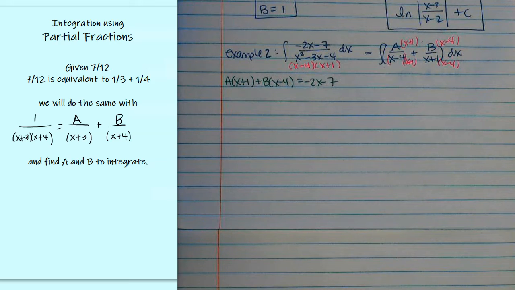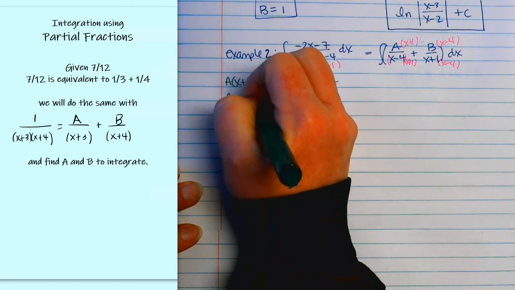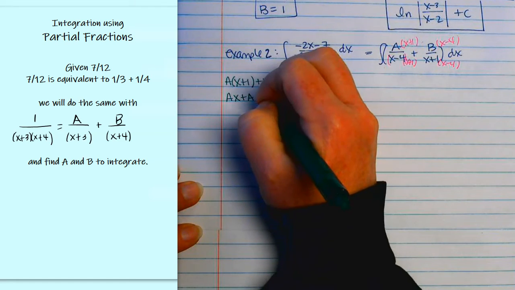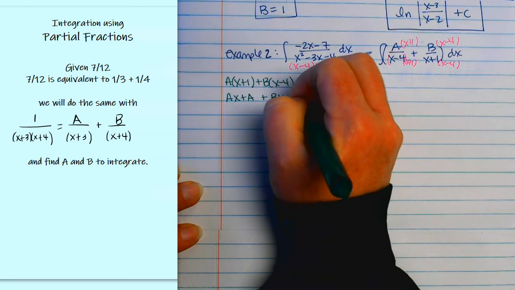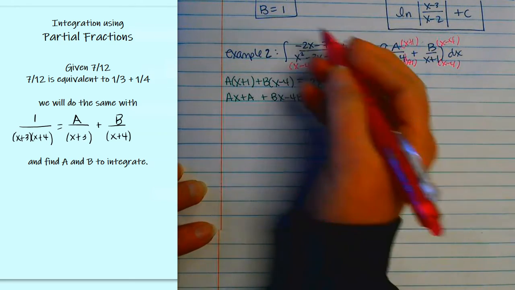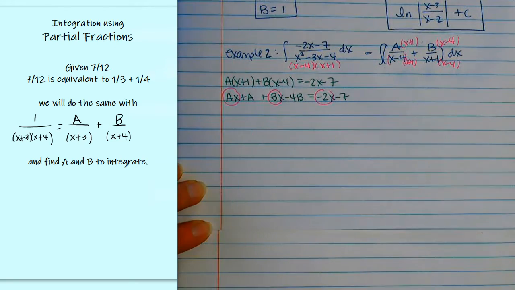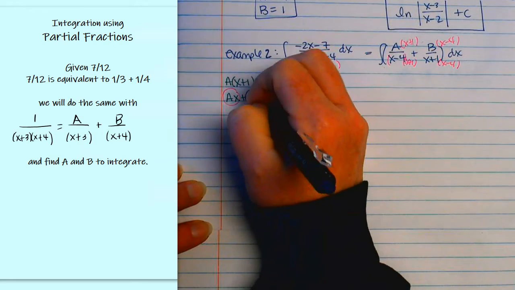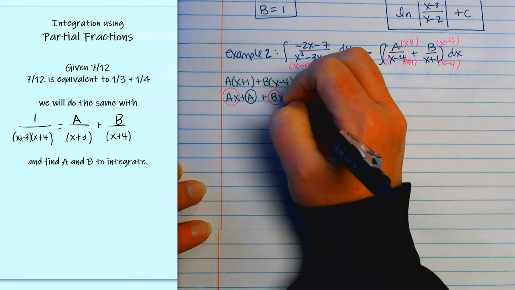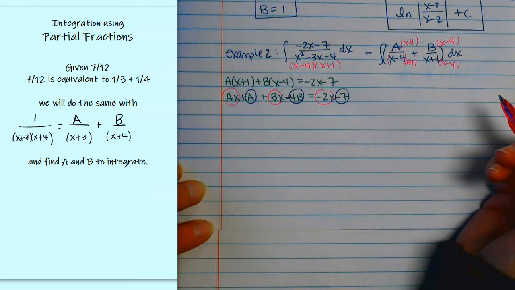There are multiple ways to approach doing this. I like to set it up like a system of equations. I like to see, okay, ax plus a, that's the distributed, plus bx minus 4b equals negative 2x minus 7. And here I'm going to say, well, these three things in circles go together because they're all the x values. And then a and negative 4b, including the negative, and negative 7, those go together, and that's how I'm going to set up my system of equations.